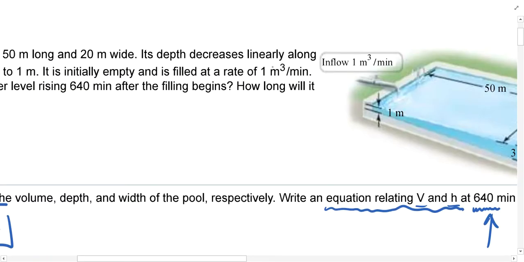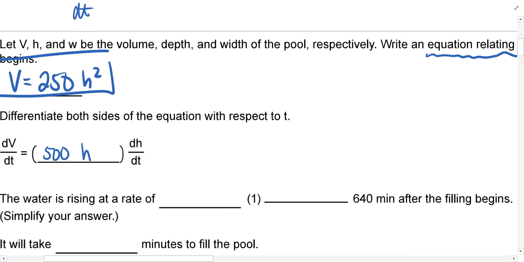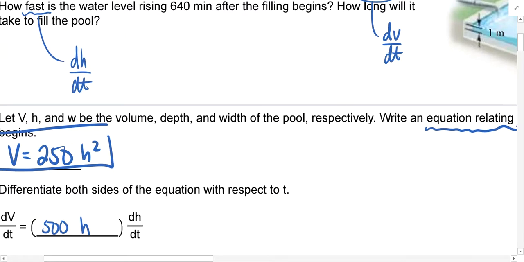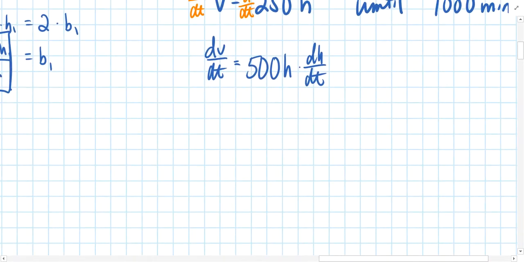Well, we were told that we're filling this pool with water at 1 cubic meter per minute, and so that's a measurement of volume with respect to time. So we have dV/dt. We can determine the height, of course, with a little bit of algebra. And with height and dV/dt known, we can then solve for dh/dt.